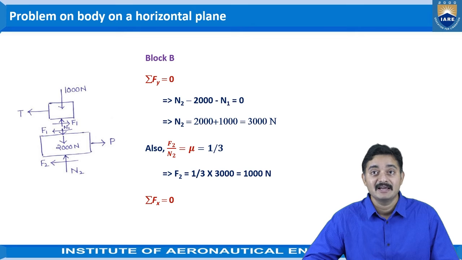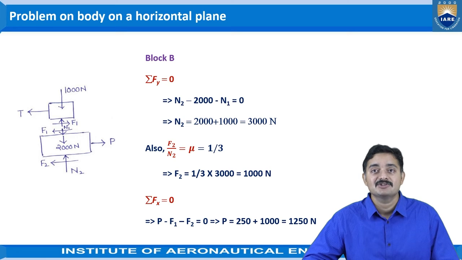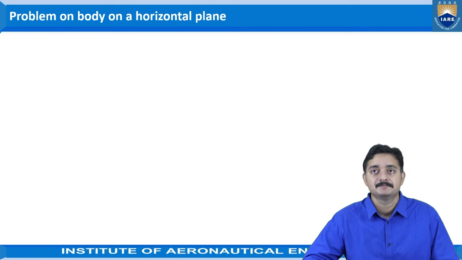If we apply sigma Fx equal to 0 for the system, where all the horizontal components of the forces are equal to 0, it can be written as P minus F1 minus F2 equal to 0. Depending on the direction of the frictional forces, the normal reactions and the force being applied, we need to consider the sign convention. So the value would be P equal to 250 plus 1000, and that gives 1250 newtons.